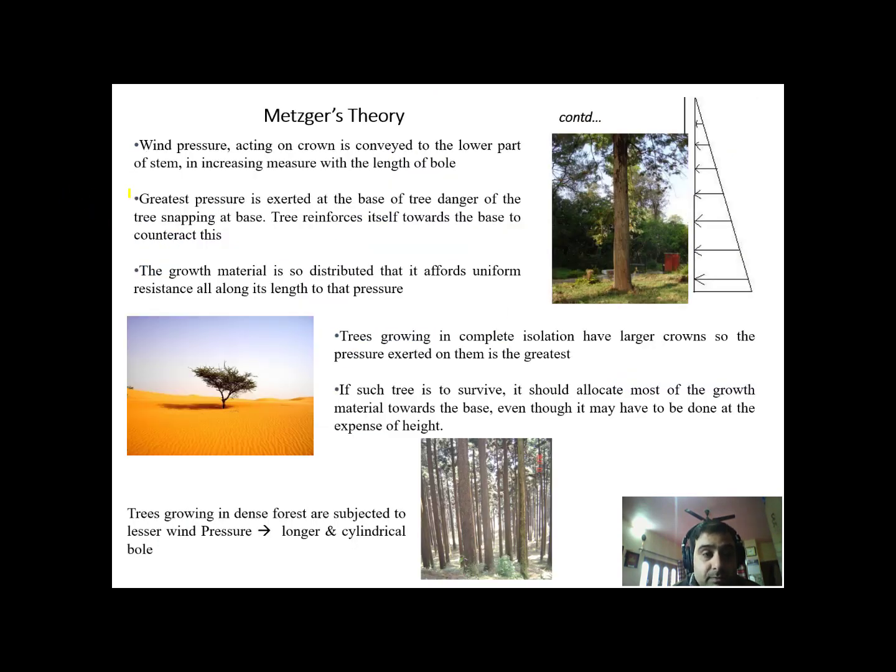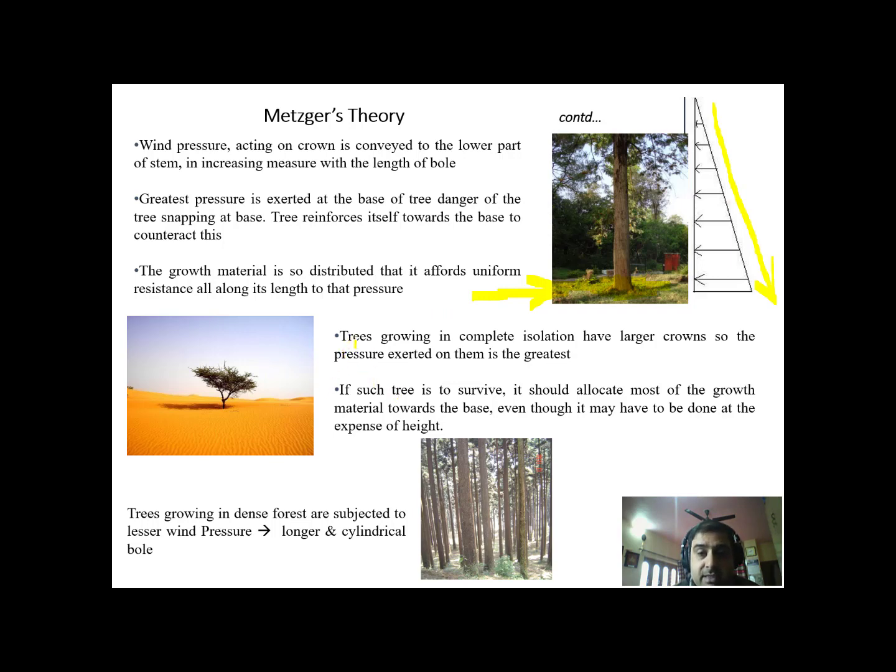Just as a matter of illustration, wind pressure goes on increasing towards the base. So maximum pressure is exerted here, and the tree has to reinforce itself and make it strong, because this is what creates the danger of uprooting of trees. You have seen many times that trees are uprooted from the base because the base of those trees is not strong enough to withstand the wind that is coming. So they are susceptible to windfall.